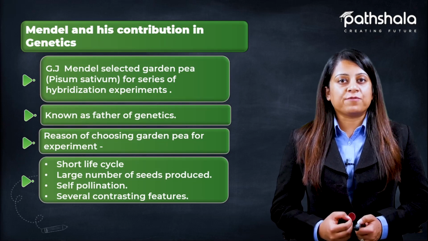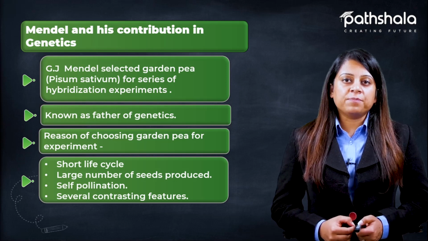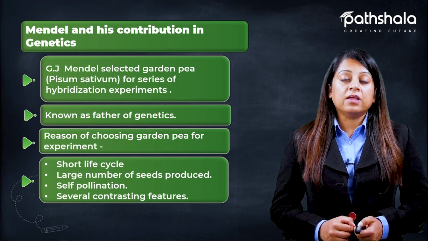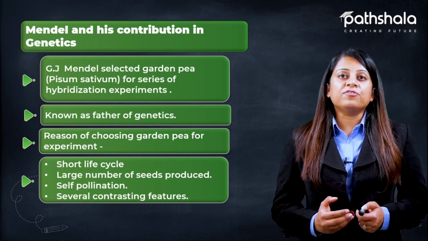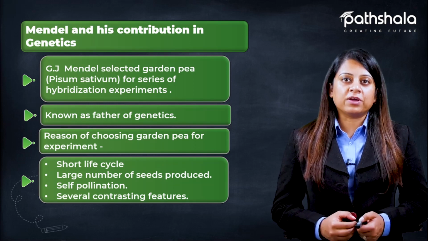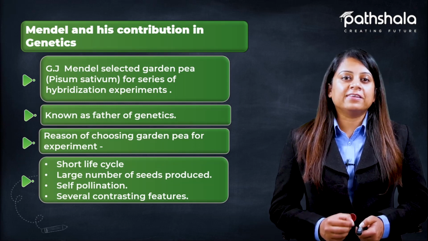Reason being short life cycle. Pisum sativum, that is also known as garden pea, is having a short life cycle. If the life cycle is short, then in a short time period it became easy to study many generations. That's why he selected garden pea.